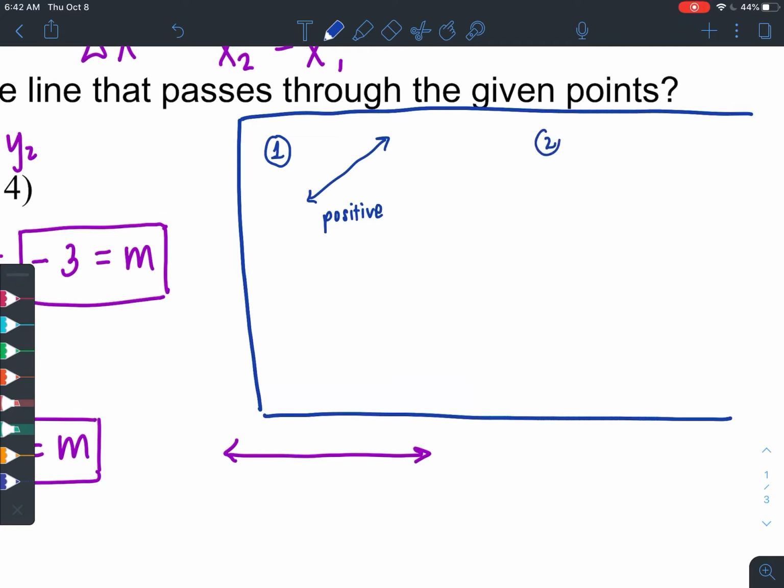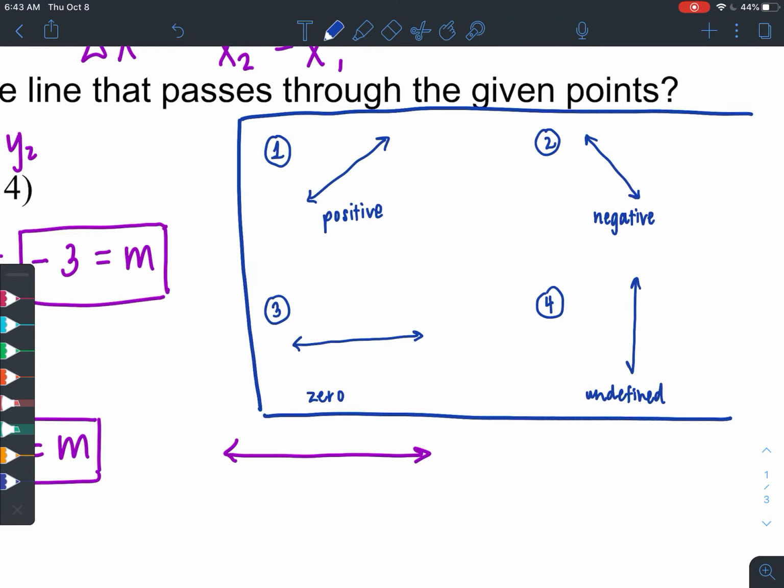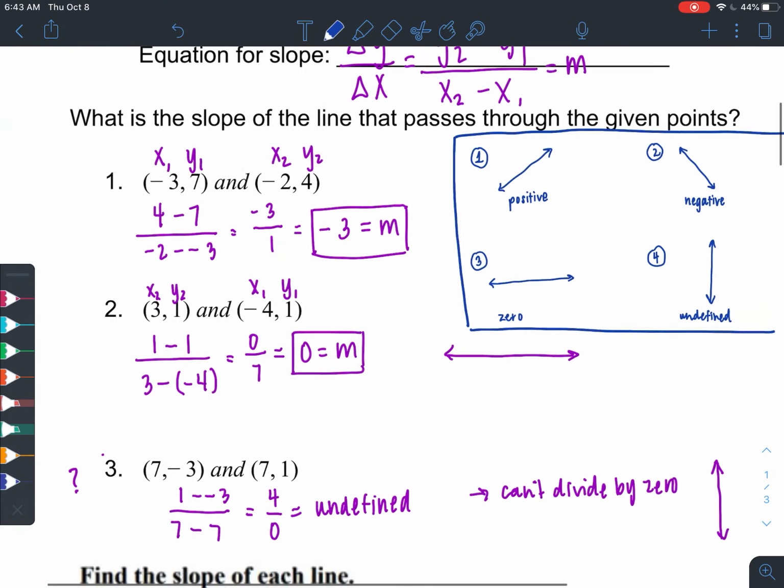If my slope is negative, it should go down and to the right. If I have a slope of 0, then it's going to look like this. And then if I have a slope that is undefined, like I said before, it's going to be a straight up and down line. Okay, so those are our 4 different types of slope.